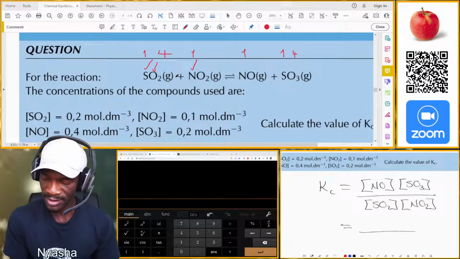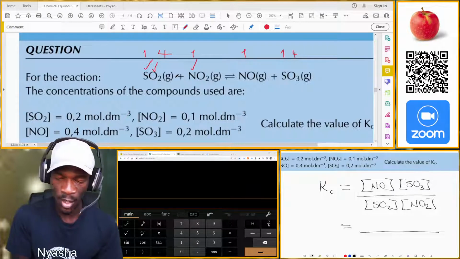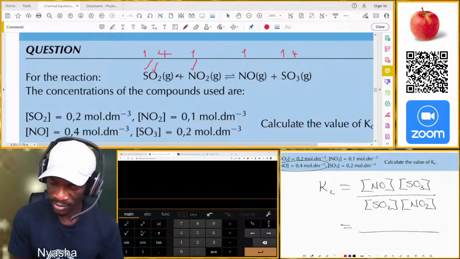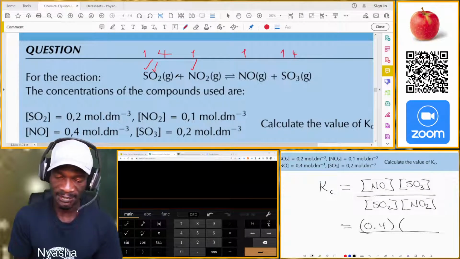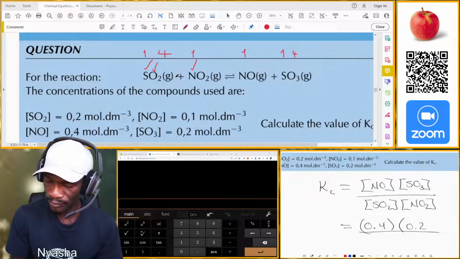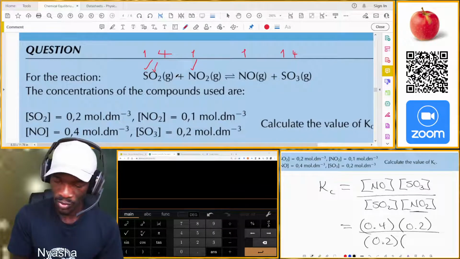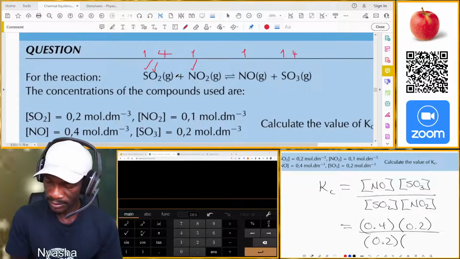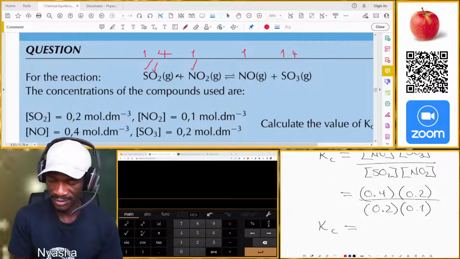Right, so let's now substitute the values. What is the concentration of our NO? The concentration of NO is 0.4. And we are multiplying that by the concentration of SO3. The concentration of SO3 is 0.2. What is the concentration of SO2? The concentration of sulfur dioxide is 0.2. What is the concentration of NO2? The concentration of NO2 is 0.1. There we have it. So what is the value of Kc?